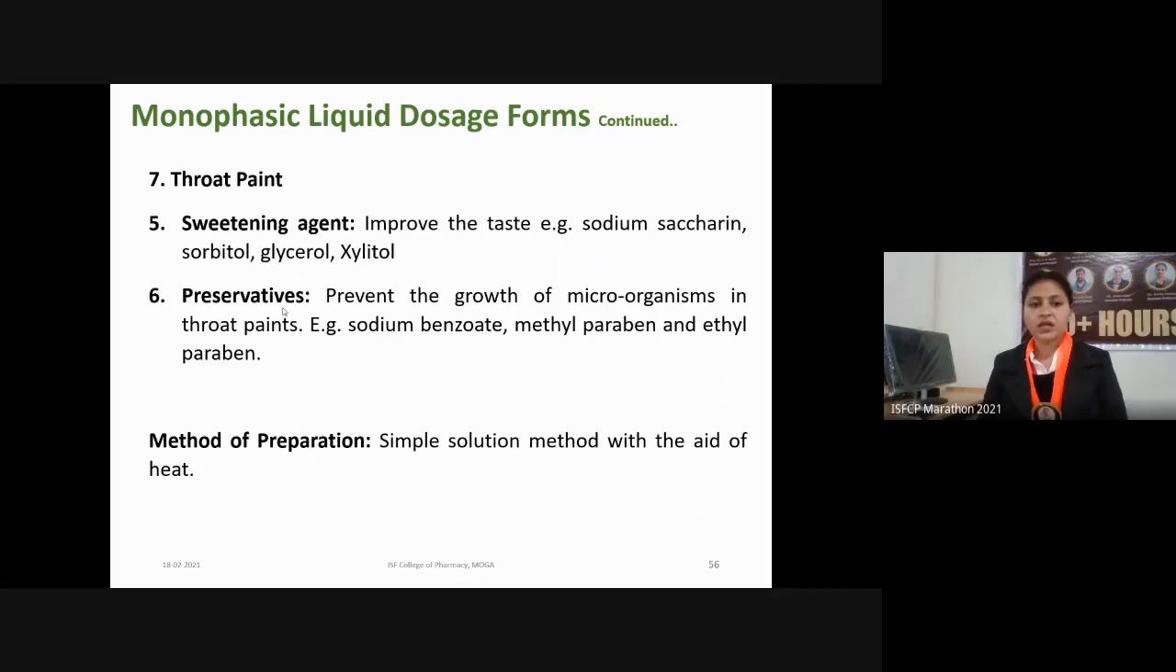Now, the methods of preparation for throat paints. Throat paints are prepared by simple solution method with the aid of heat. We just have to solubilize all the ingredients in the vehicle, and we have to apply heat till the solutes are completely solubilized in the solution.